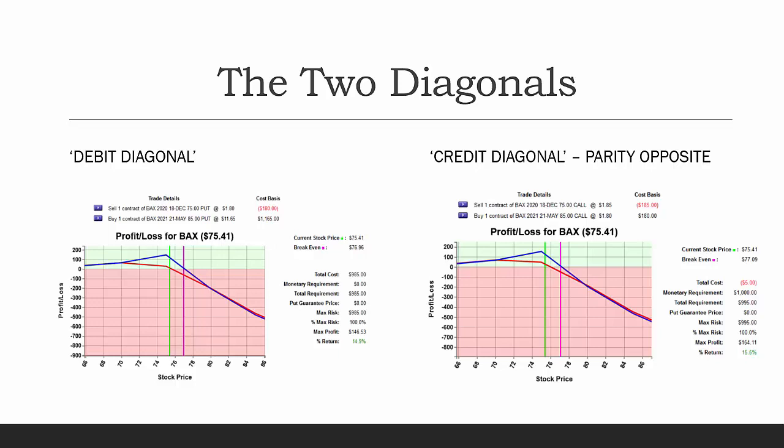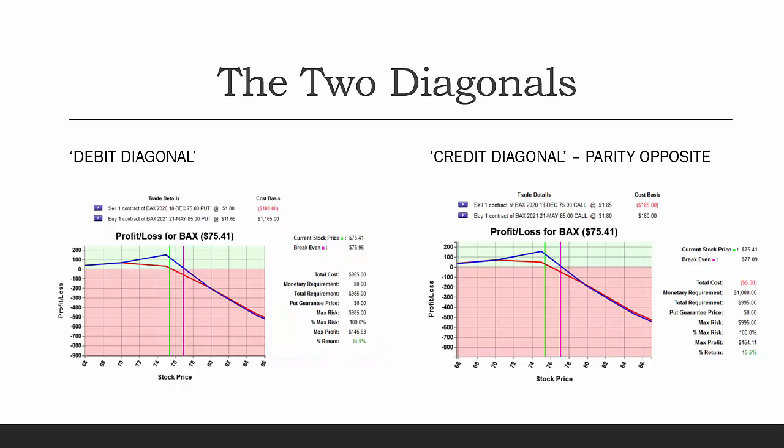It's always a great idea in any strategy you're trading to compare the parity trades. The debit diagonal that we saw here, the 18th of December 75 put on Baxter, combined with the 21st May 85 put we were buying, showed us a debit of about $985 with a max return, if the stock was trading right at $75 on December 18th expiration, of about $146 or so, about a 14.9% return.